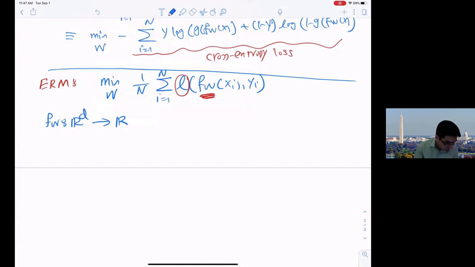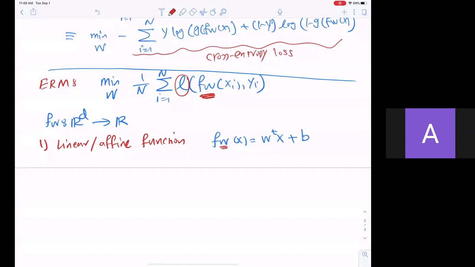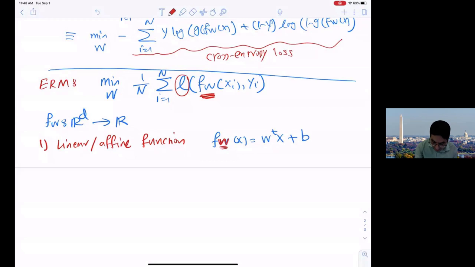So what is the simplest function that you can use for such a mapping? The simplest function would be a linear function. In that case, we have a linear, or affine if you add the bias term, function. So what is the form of that function? You have fw of x equals w transpose x plus b. I'm going to abuse a little bit of notation. This bold W here is basically the set of all of my model parameters. This W here is the weights part, and b is the bias term. So this bold W has both the weights and b. It's an abuse of notation.